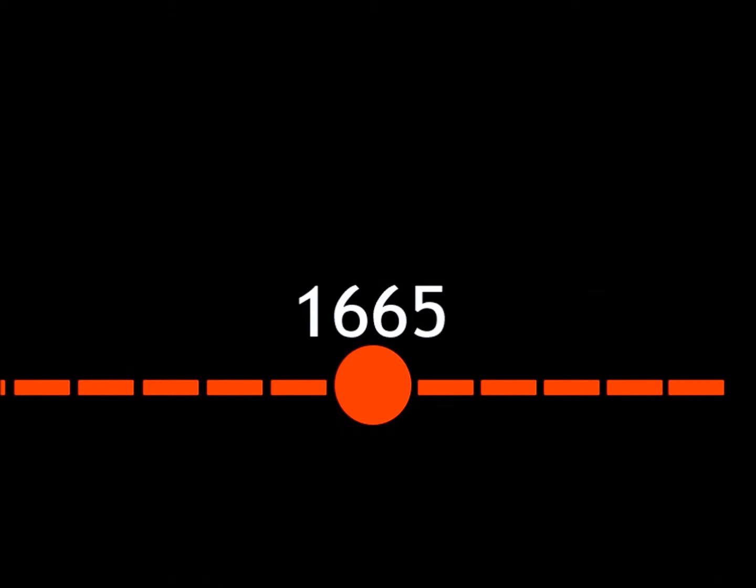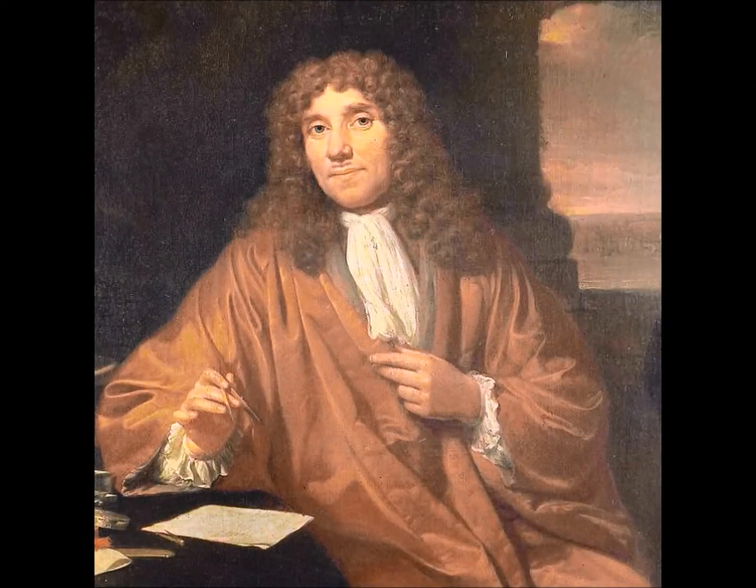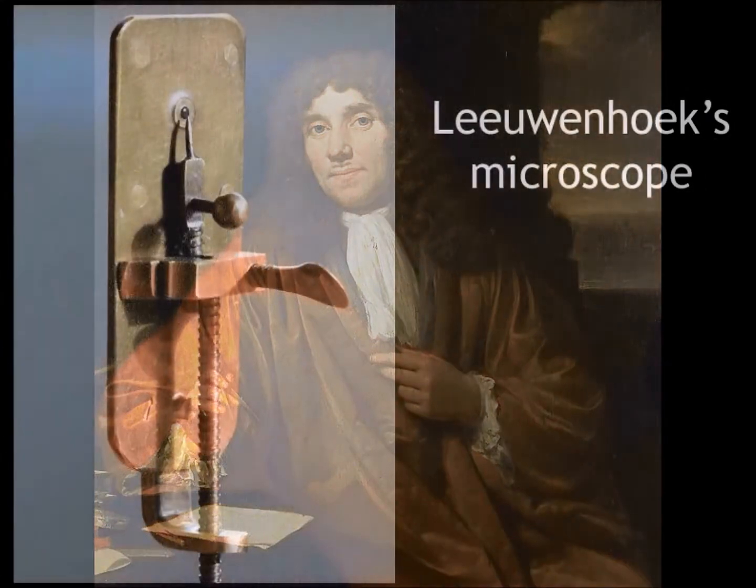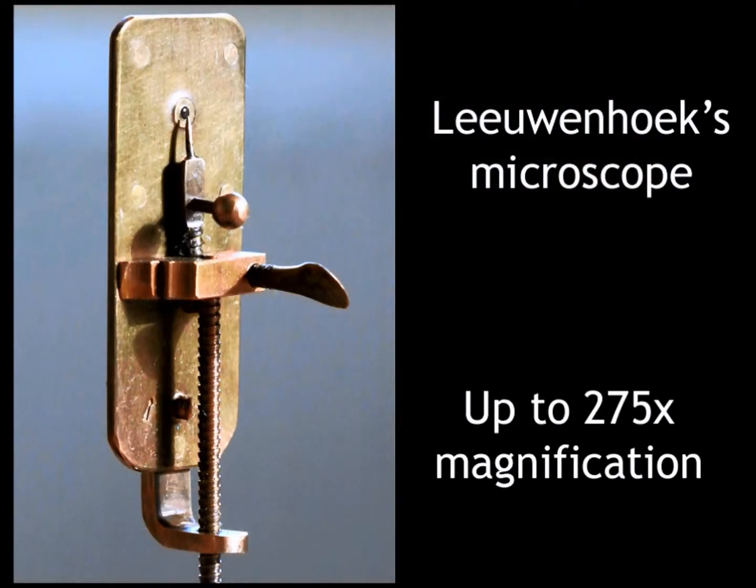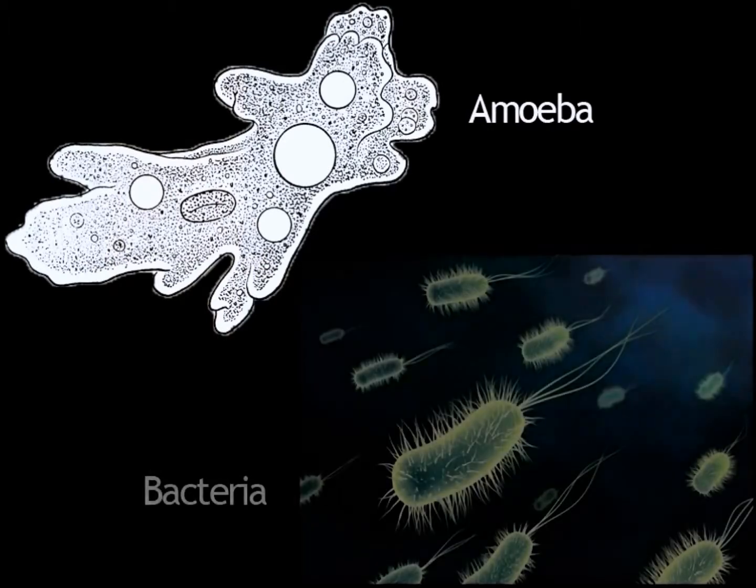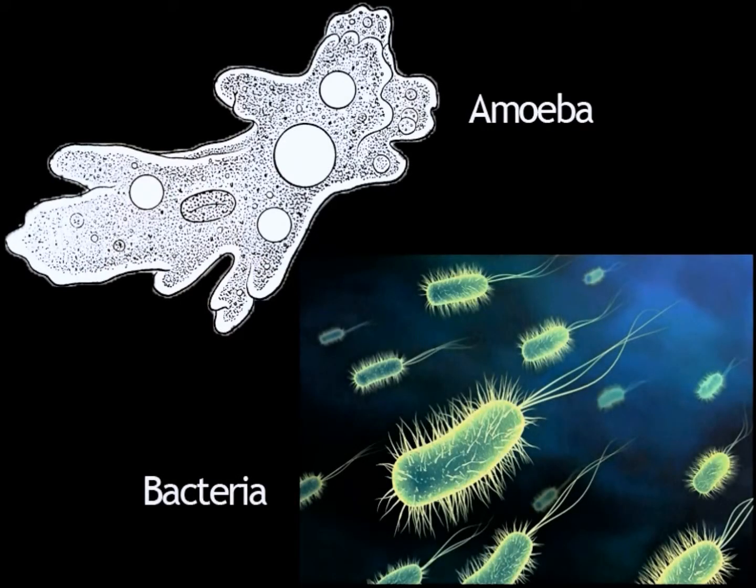Next came Antony van Leeuwenhoek, who created a very useful single-lens microscope. Though the microscope had only one lens, it could enlarge an object up to 275 times. Using it, Leeuwenhoek became the first person to see single-celled organisms, living things with only one cell, in 1670.